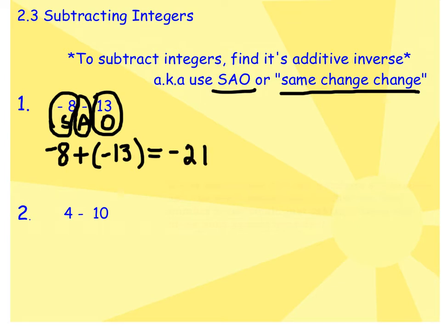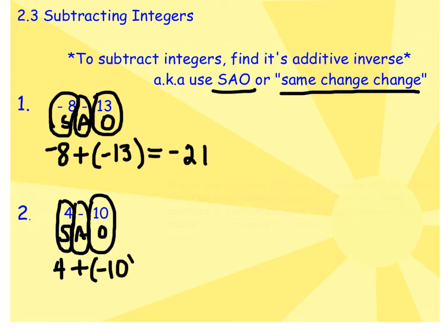Let's do the same thing for number 2. We have a subtraction problem. So if we use SAO here, the S would go with the 4, the A would go with the subtraction sign, and the O would go with the 10. So we'd end up with 4 plus negative 10. And using our adding integer rules, we know that there are more negatives than positives, and there are 6 more negatives.